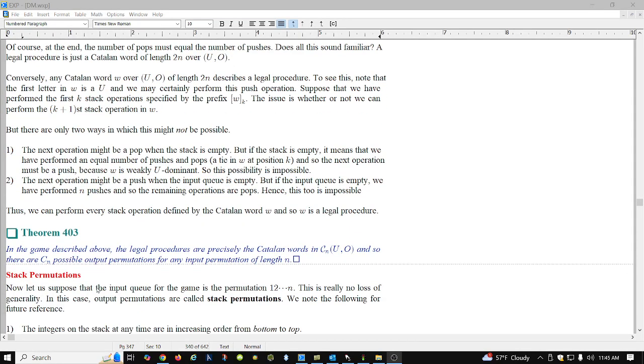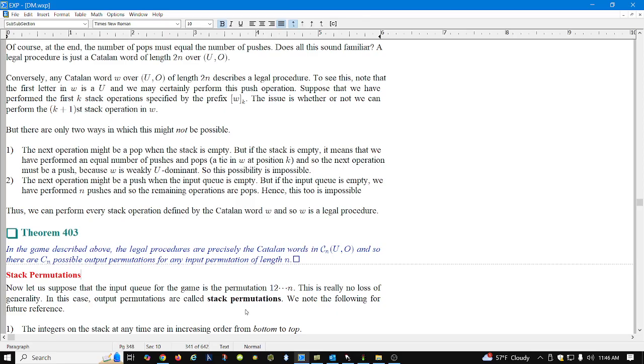So, theorem. In the game described above, the legal procedures are precisely the Catalan words in Cn of UO. And so there are Cn possible output permutations for any given input permutation of length n. We've counted the number of possible outputs. Well, we haven't yet tied this into this business of pattern avoiding permutations. So let's continue.